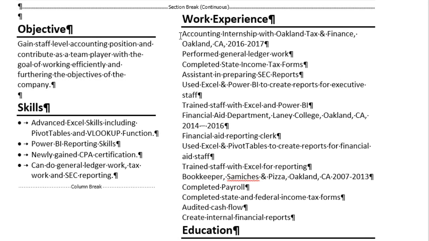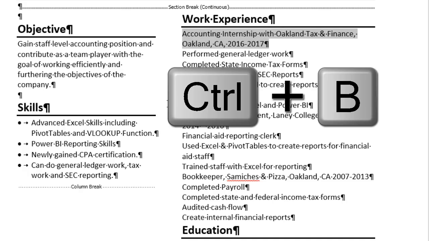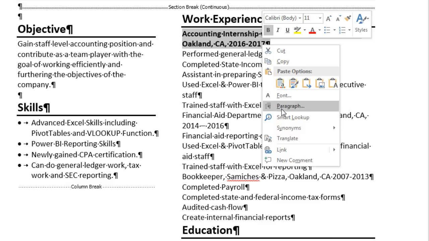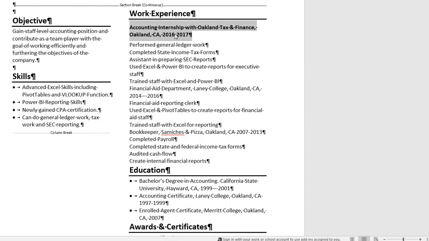Now in this area, we have our job, location, and time for each one of our jobs. And then underneath, we have some skills or tasks from that particular job. So I'm going to highlight, either with my I-beam cursor or over in the selection bar, the first two lines in that paragraph. Control B. Now, I'd like to add some space before and after. So I'm going to right-click Paragraph and maybe try before 6, after 6. Click OK. That's looking OK.